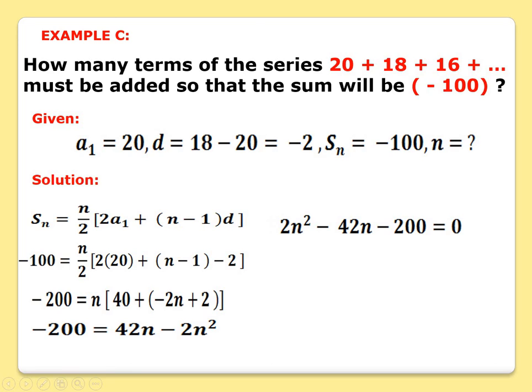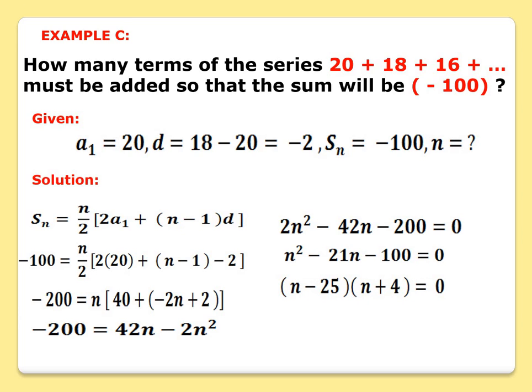Okay, so make the equation in the form of decreasing exponent of n. So we have 2n squared minus 4n minus 200. And by factoring, we can simplify first by dividing by 2 and factor out. We have n minus 25 times n plus 4 equals 0. So as you can see, n is 25 and n is negative 4.